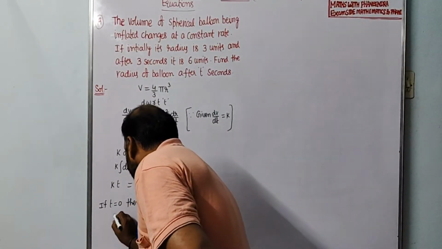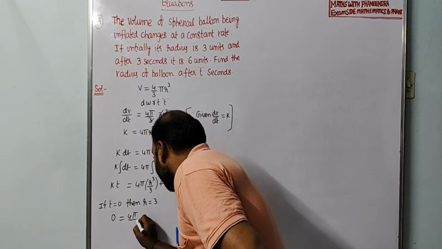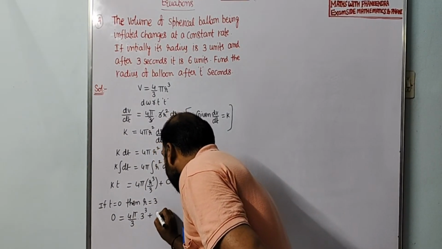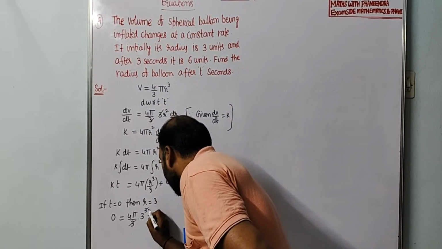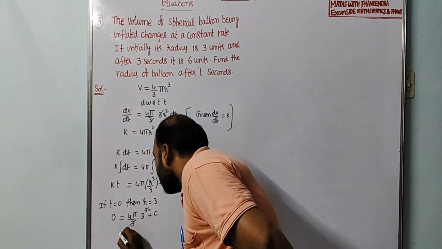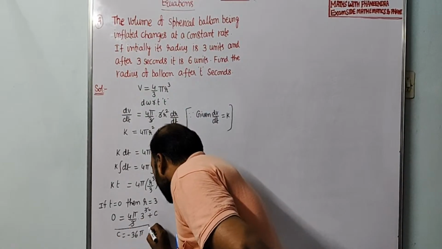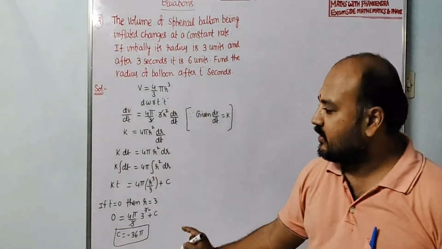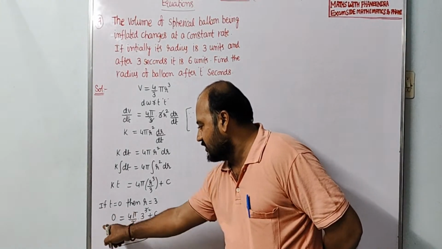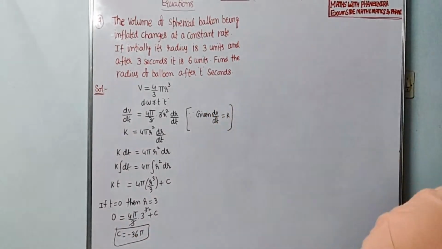See, t equal to 0 means this value goes to be 0. 4 pi by 3 into r value 3, 3 cube, plus c. So one of the 3s cancels here, 3 square, 9 pi. 9 into 4 pi is 36. So c equals minus 36 pi. Dear students, 3 square means 9, 9 into 4 pi is 36 pi. Bring it to this side, the C value will become minus 36 pi. Are you able to see?